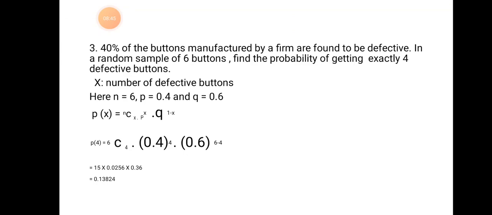So the third question is, 40% of the buttons manufactured by a firm are found to be defective. In a random sample of 6 buttons, find the probability of getting exactly 4 defective buttons. Okay. So here 40% is the p value, that is 0.4. So if p is 0.4, q is equal to 1 minus 0.4. So if 40% is defective, 60% will be proper. So q is equal to 60% or 0.6.